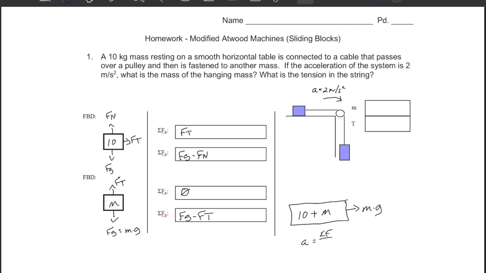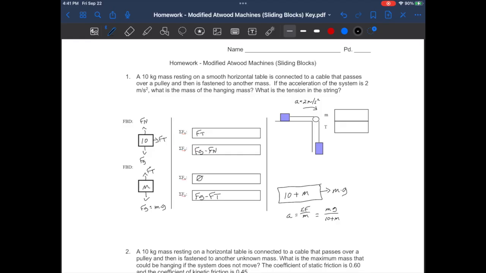So acceleration is net force over mass, correct? So the net force in this case is simply mg. That's the only external force acting on our system. Tension is internal. It's only touching things that are a part of our system. It is not an external force. So when we put this together, acceleration is 2, mg is m times 10, and then the mass is 10 plus m. If we do a little cross multiplication, we get 20 plus 2m is equal to 10m. And we're just simply solving for the mass. Subtract 2m from both sides, you'd get 20 is equal to 8m.